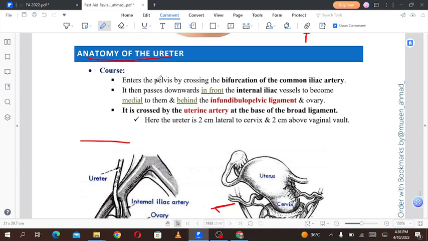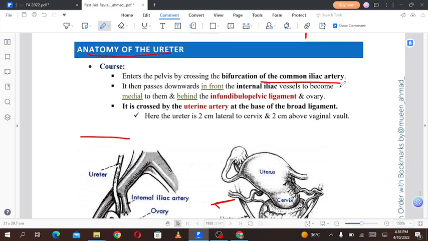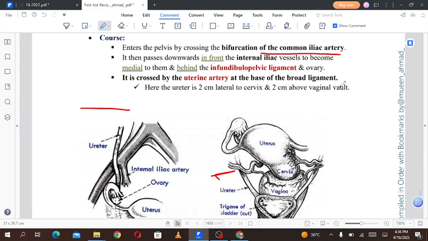The ureter enters the pelvis by crossing the bifurcation of the common iliac artery, like over them. It then passes downwards in front of the internal iliac vessels to become medial to them and behind the infundibulopelvic ligament, I guess.